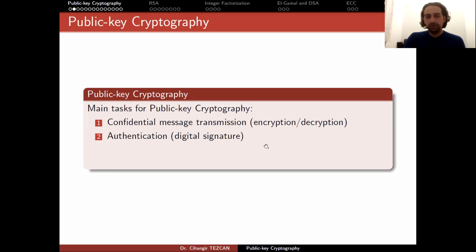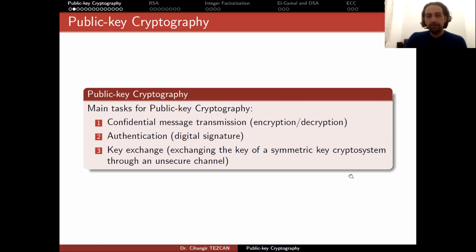Public key cryptography also solves the problem of authentication by using digital signatures. And we will see the digital signature algorithm or standard also in the following slides. Public key cryptography also solves the problem of key exchange, which is exchanging the key of a symmetric key crypto system through an unsecure channel.